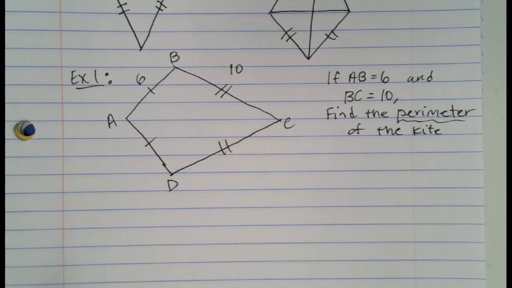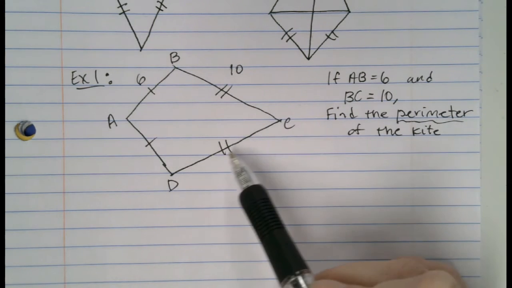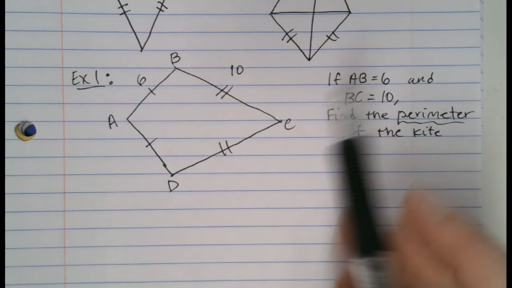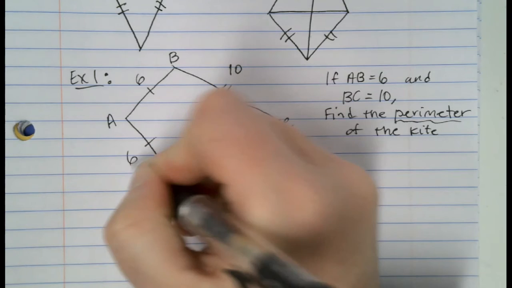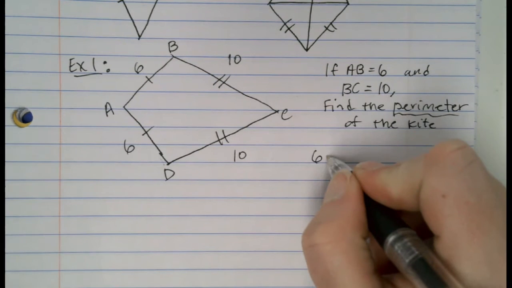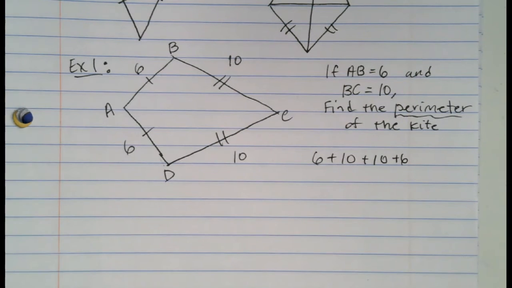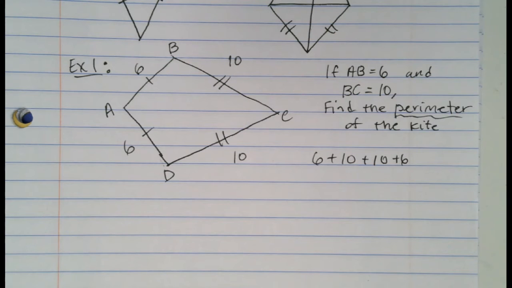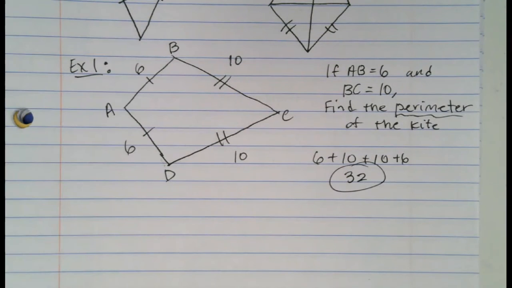But we should know, how long is this side? 10. Because it's the same as that one. And how long is this side? 6. So now I know all of the sides. To find the perimeter, you're just going to add them up. 6 plus 10 plus 10 plus 6, that's 32. So there's my perimeter.